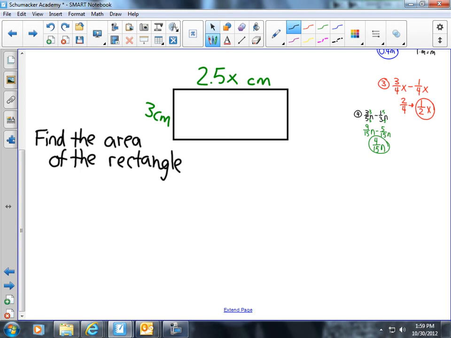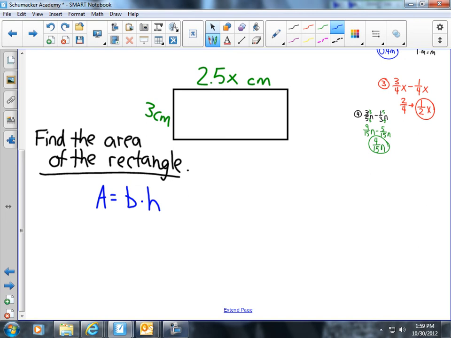Okay, now when you're doing this, I would definitely start off by writing your formula for area of a rectangle, since that's what we're looking for. Area of a rectangle is A equals, I like using base times height since we're dealing with right angles. You may have learned length times width. Either one is fine. Again, I like using base times height. So I'm going to do base times height.